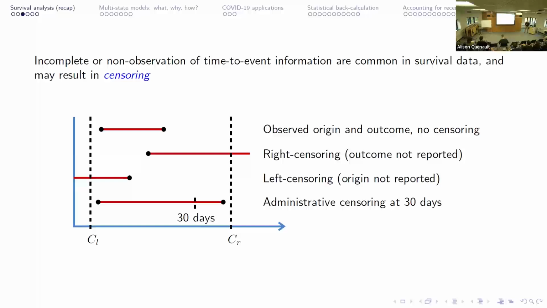And particularly with some of the administrative data sets that we use, we can get administrative censoring, where somebody's imposed a cutoff and we don't have any information after that point. There might be an event that happens, but we just never get told about it. We could also impose that administrative censoring ourselves, of course.